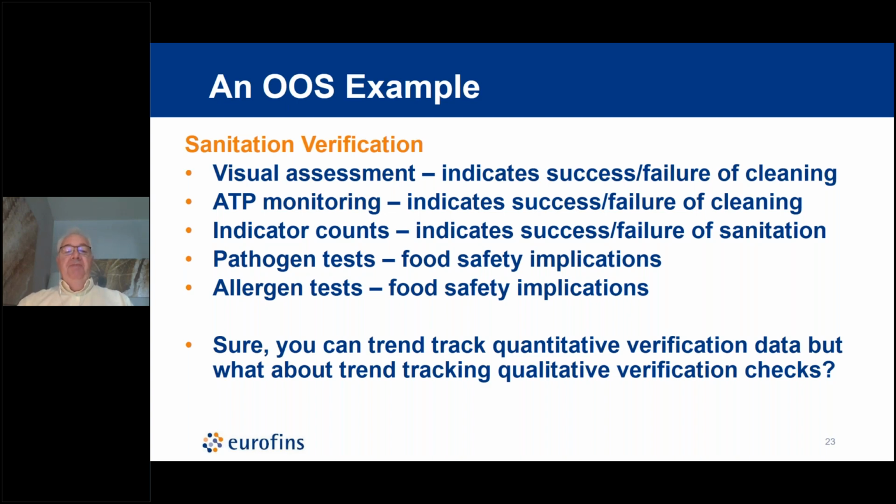ATP monitoring indicates the success or failure of cleaning. So it's a supplement to your visual assessment. Microbial indicator count indicates the success or failure of sanitation. The purpose of sanitation is to kill microbes. So if you have an indicator population that's still showing up, at what level do you consider it to be acceptable or unacceptable? Pathogen test, that one's obvious.